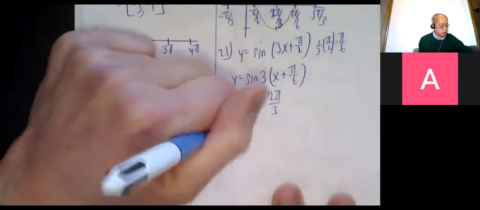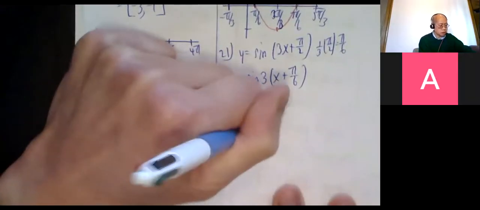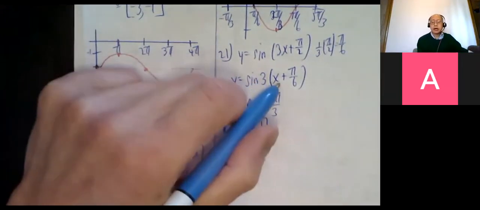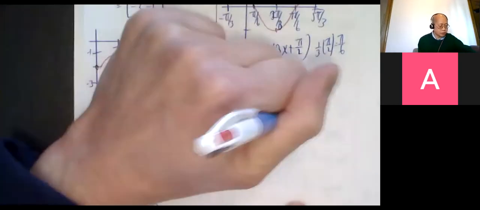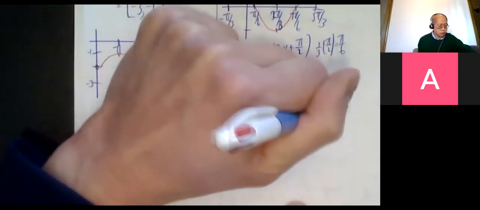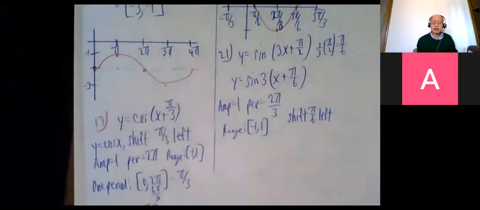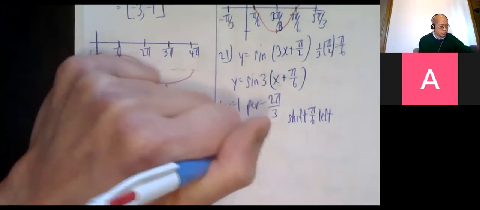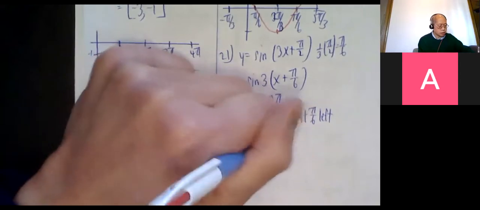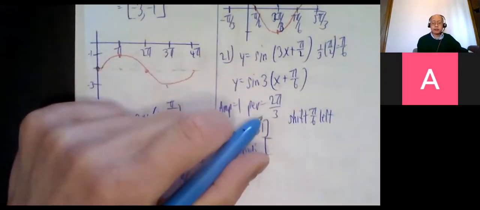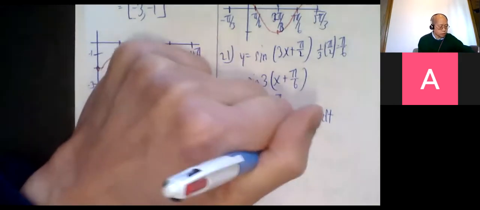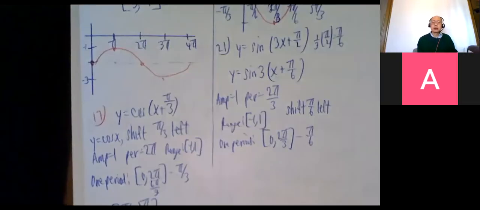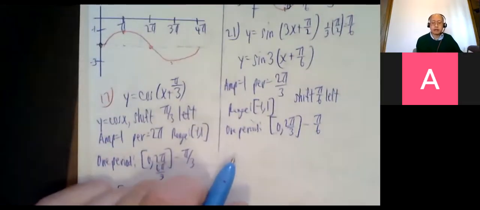No change in the range. -1 to 1. But again, I have a shift of pi over 6 to the left. Shift pi over 6 to the left. So one period is ordinarily going to go from 0 to 2 pi over 3. But I subtract pi over 6 from everything.